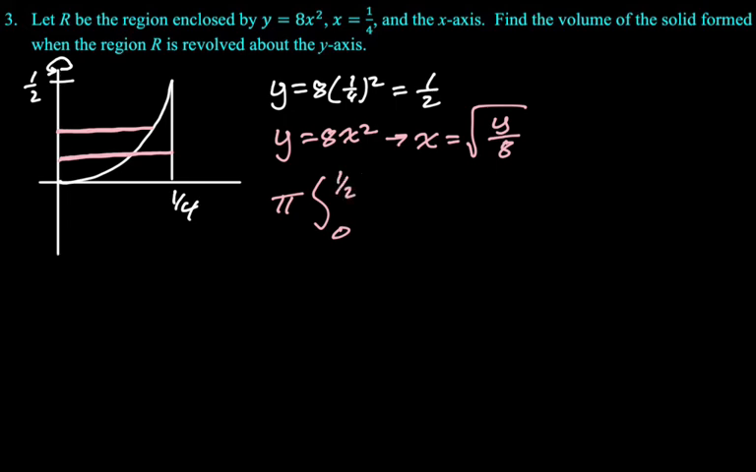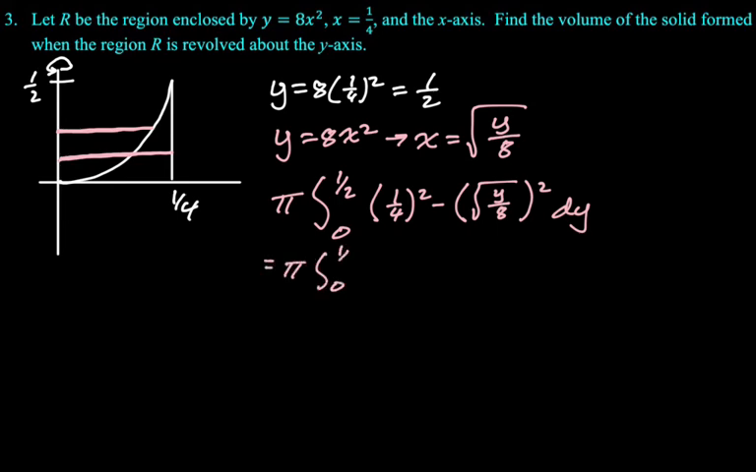Those are y values. And then our bigger radius is 1/4 minus 0, so just 1/4 squared, minus our smaller radius, which is that function. It's the square root of y over 8, and then minus 0. So square root of y over 8 squared dy. Now this is just a normal integral, and you don't really think about it, you just kind of get going. So this will be 1/16, and then minus y over 8.